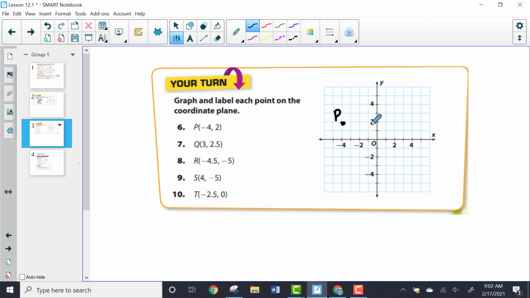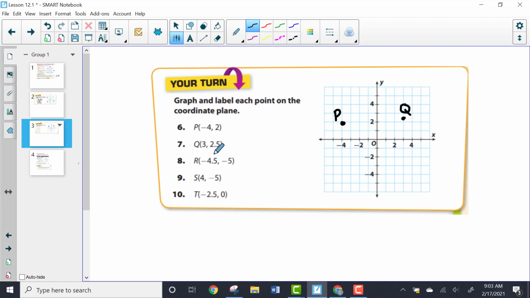And I know a lot of you have done this already, and you're probably pros at this, so we won't spend too much time there. So next one, we can see letter Q, 3, 2.5. So we're going to go 3 on my x-axis. All right, +3. And then it's 2.5. Okay, so we go 2 there, and I didn't say this at the beginning, but these are all intervals of 1. So 2.5, that's going to be in between the 2 and the 3 on the y-axis, and that is letter Q.